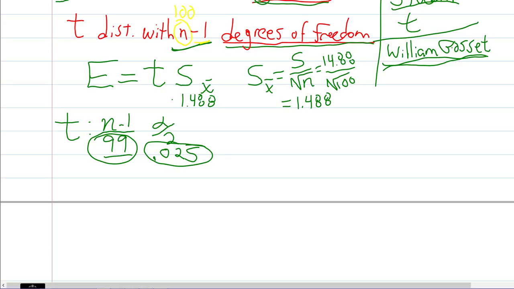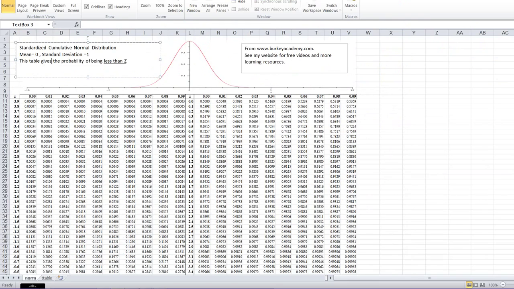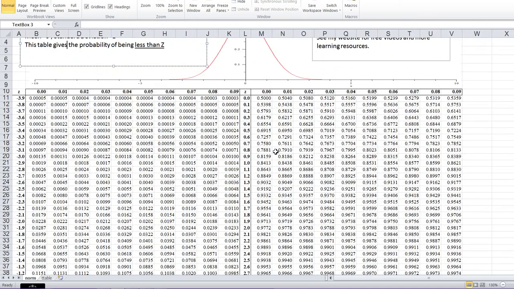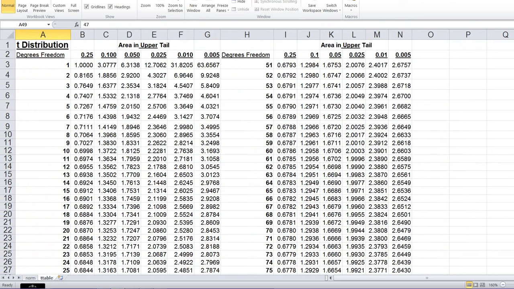To get our margin of error, all right, here's a t-distribution, and you can go to www.berkeyacademy.com and you can click on Files on the left side and you can download one of these. On the front side of what you download will be a normal distribution here. And on the back side will be this t-distribution. So when you're looking up a t, I said you need to know two things. N minus 1 degrees of freedom, that's right here. So these rows are different degrees of freedom. 1, 2, 3, 4, 5, 6, 7, 8, 9. And over here I pick up with 51 to 60 to 70.